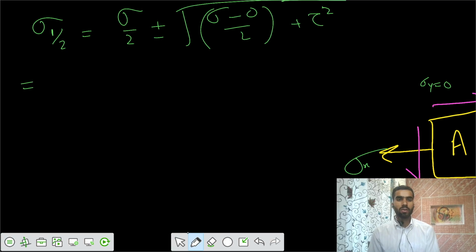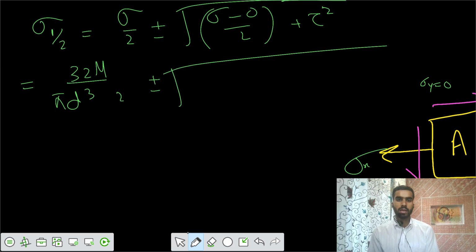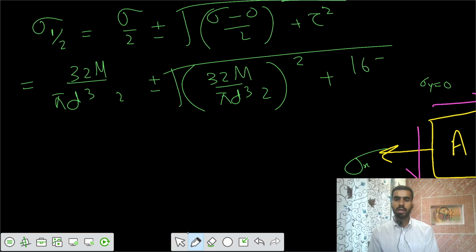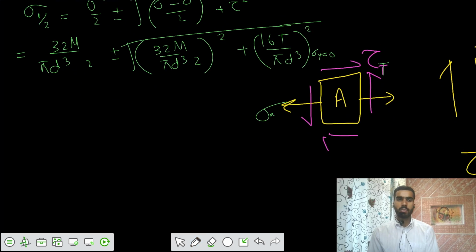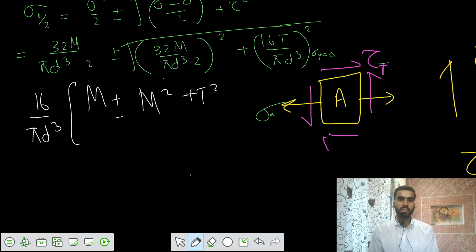So what is the value of sigma? The value of sigma is equal to 32 M by pi d cube, divided by 2, plus minus the root of 32 M by pi d cube divided by 2, squared, plus tau squared. Do you know the value of tau? That's 16 T by pi d cube, whole squared. If you take 16 by pi d cube as a common term, you are left with M plus minus the root of M squared plus T squared.